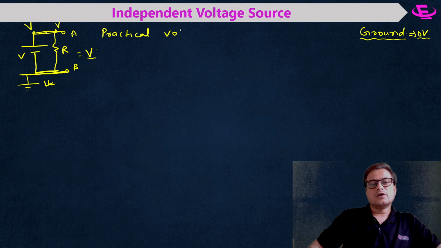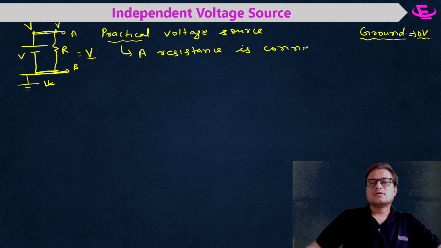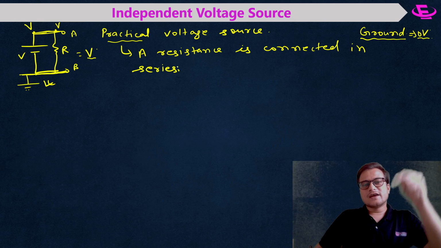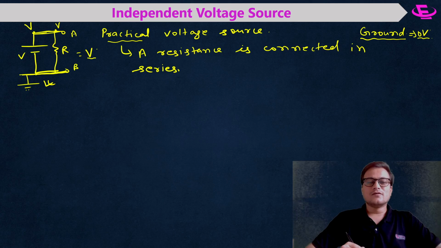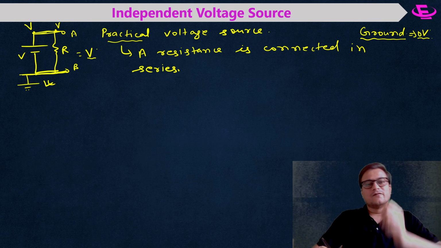Practical voltage source. What happens to a practical voltage source? For a practical voltage source, a resistance is connected in series. Why? Because if there is resistance, then only there will be a potential drop. Next, this is a practical voltage source.